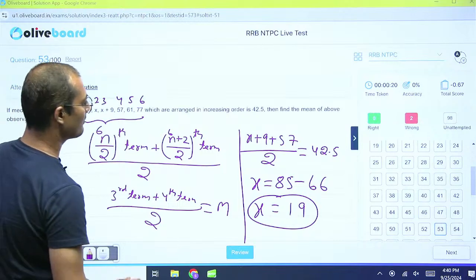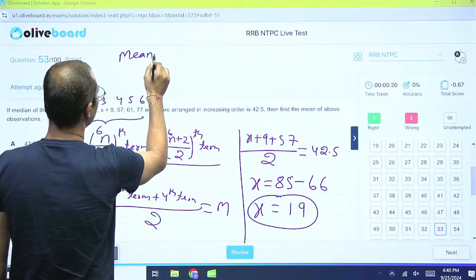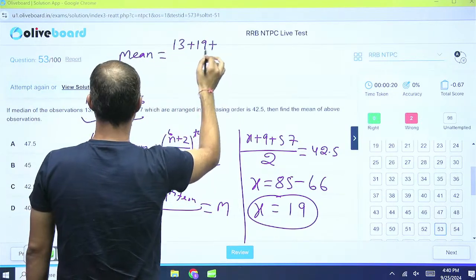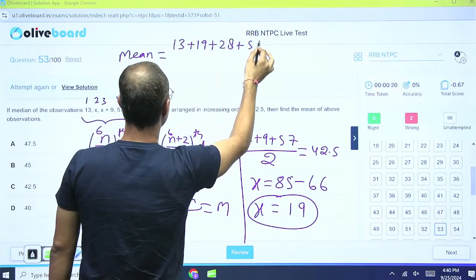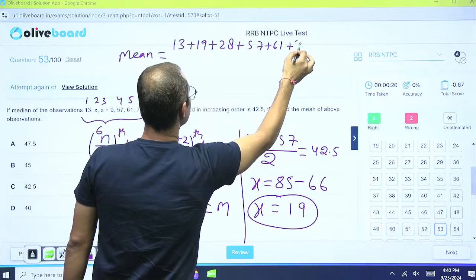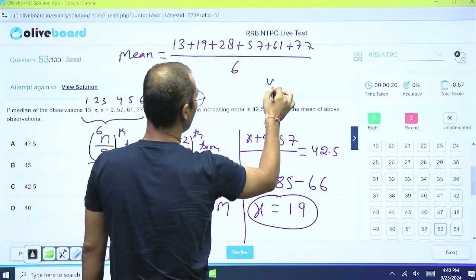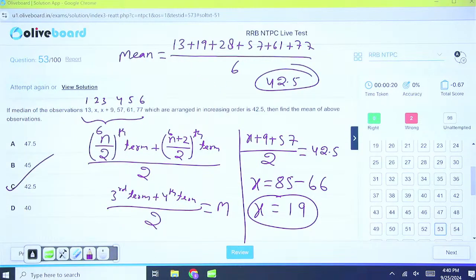Now the question is asking, find the mean of the above observations. What is the mean? The sum of all values divided by the number of observations. So this would be equal to 13 plus 19 plus 19 plus 9, so this would become 28 plus 57 plus 61, 77 divided by 6. After solving this, we will get again 42.5, and 42.5 would be the right answer. So C part would be the right answer. So moving to the next question.